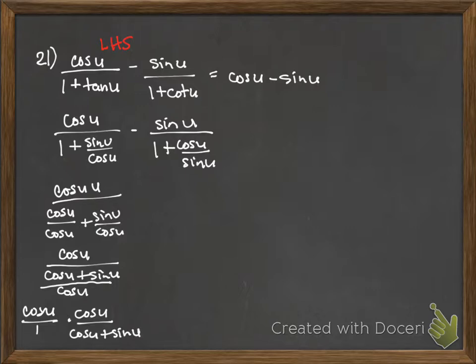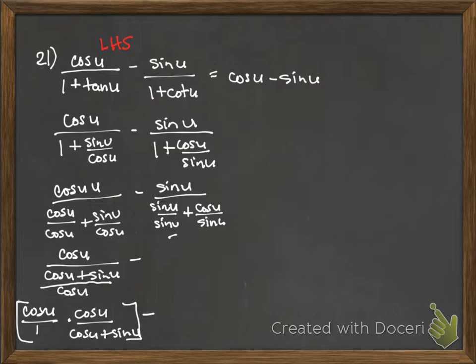Okay, and I'm going to leave it at that for now because I'm going to work on the other one. So minus, minus, minus. So I'm going to put a little square around that. Okay, on this other side, I get sine u over sine u plus cosine u over sine u. Okay, so I get sine u plus cosine u all over sine u.